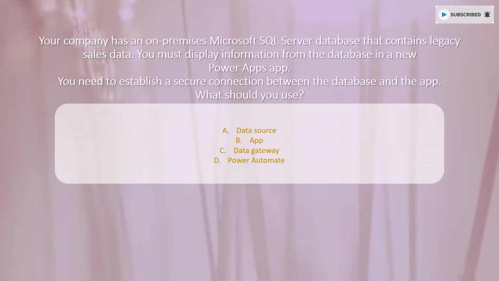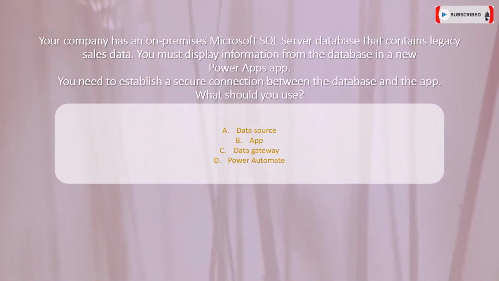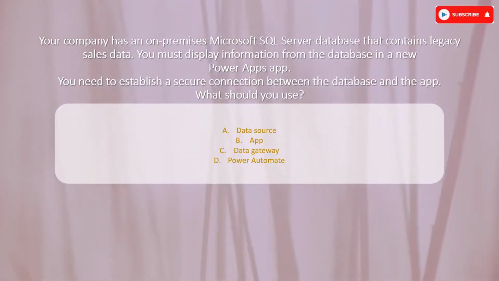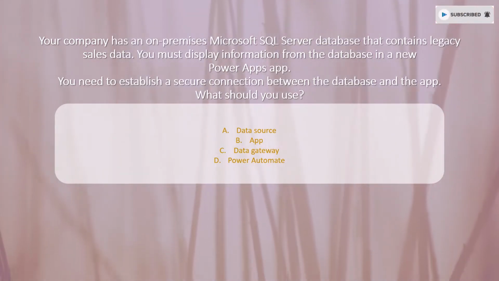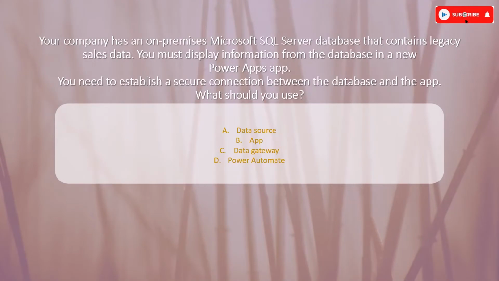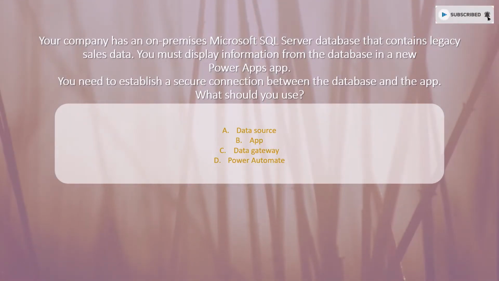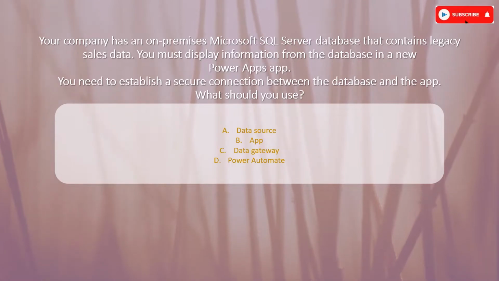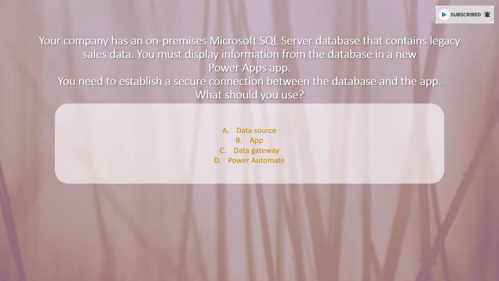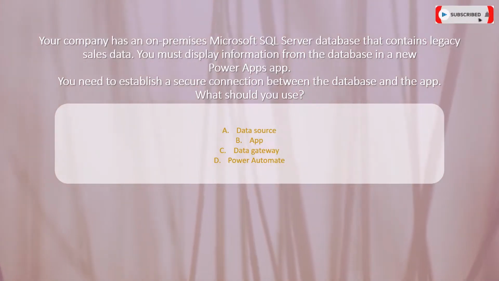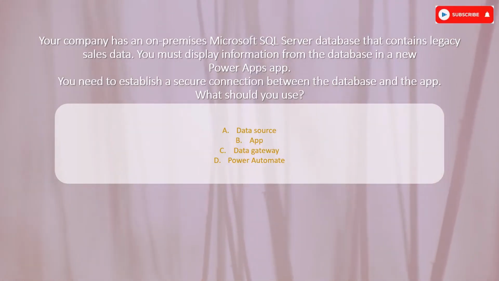Your company has an on-premises Microsoft SQL Server database that contains legacy sales data. You must display information from the database in a new Power Apps app. You need to establish a secure connection between the database and the app. What should you use? A. Data source. B. App. C. Data gateway. D. Power Automate.